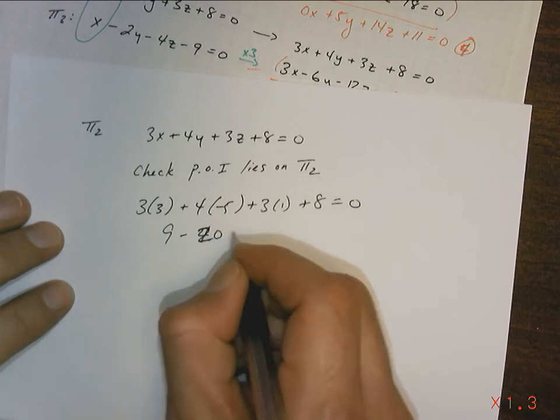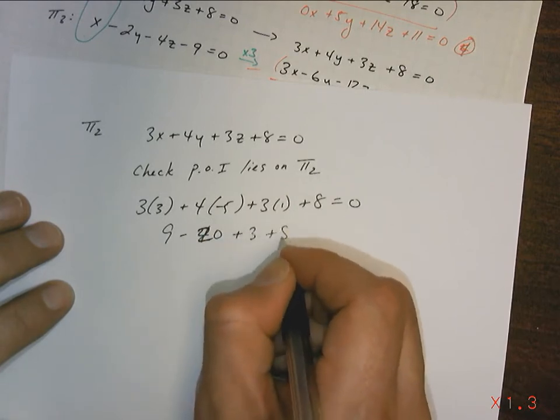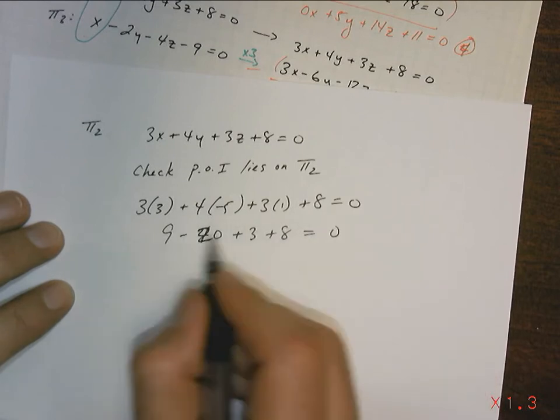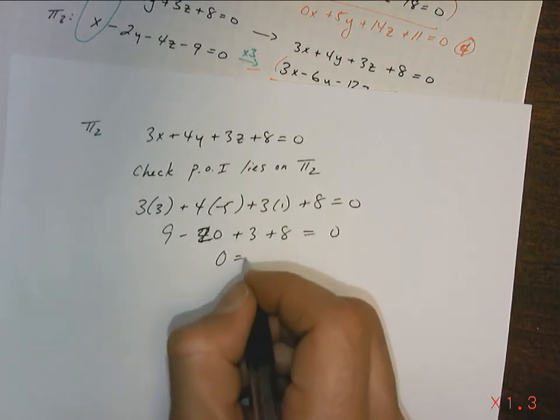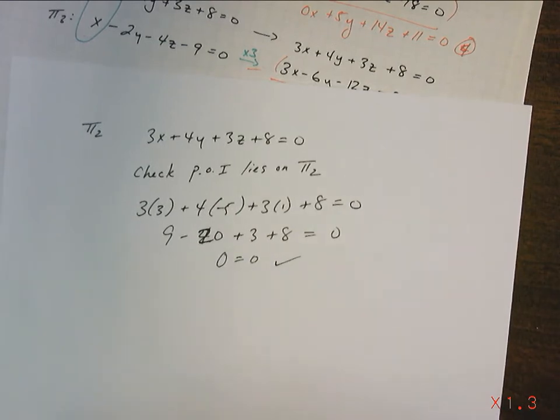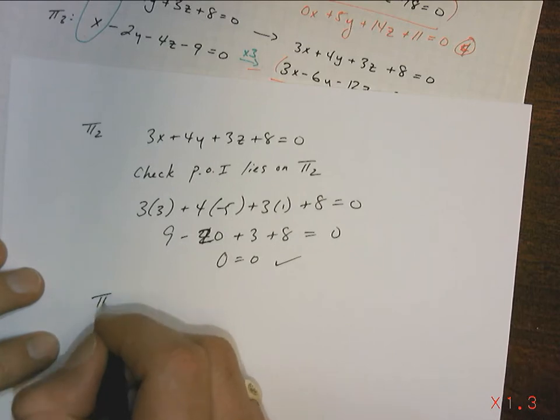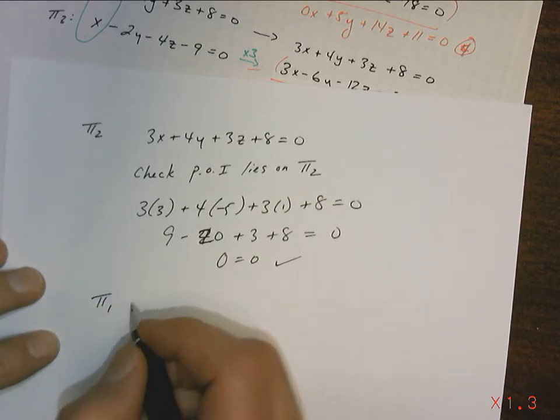Sorry. 9 minus 20 plus 3 is negative 8, plus 8 is 0. So therefore, that point lies on plane 2. And we could continue our check to see if it lies on plane 1.